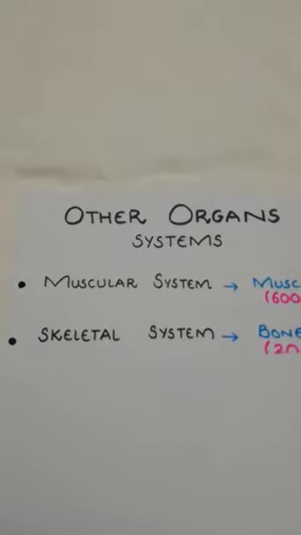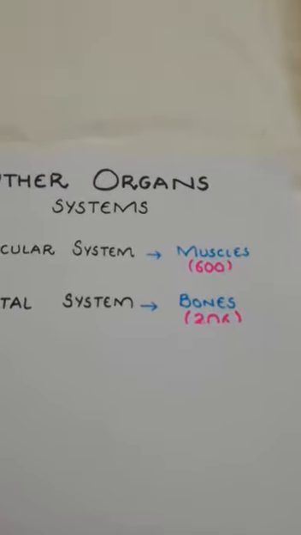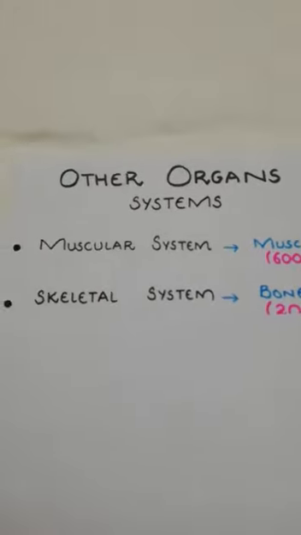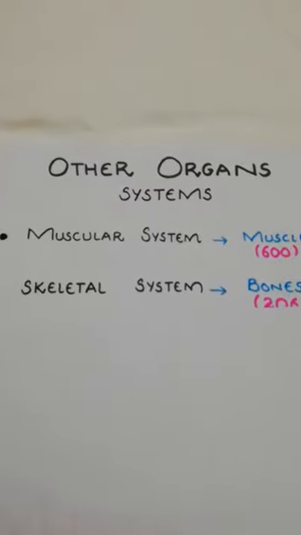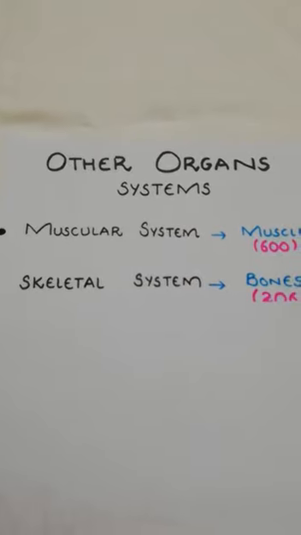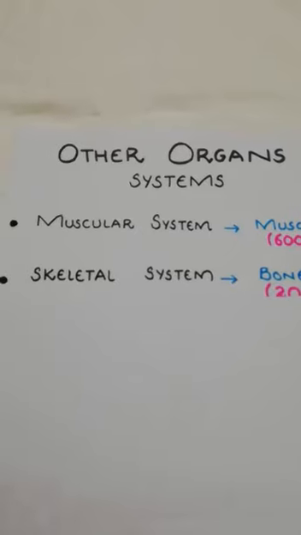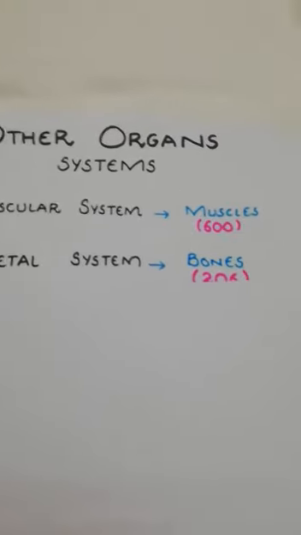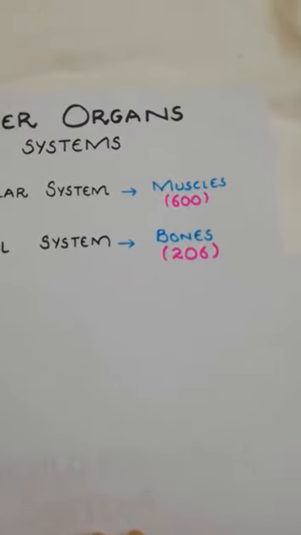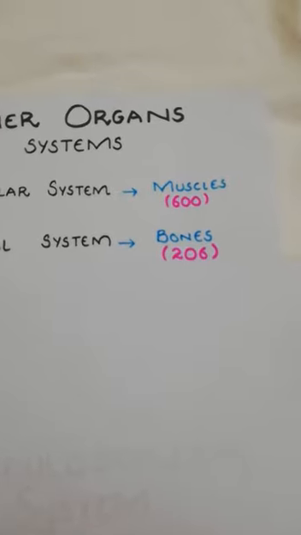See, muscular system, as its name shows, it is made up of muscles. The human body has got more than 600 muscles. And the next one is the skeletal system. Skeletal system means it's the skeleton of your body. You have heard this name before. Skeleton is the framework of the bones inside your body. And the skeletal system is made up of a framework of bones, and round about 206 bones are there in a human body, in an adult.